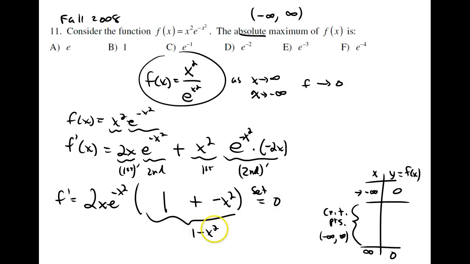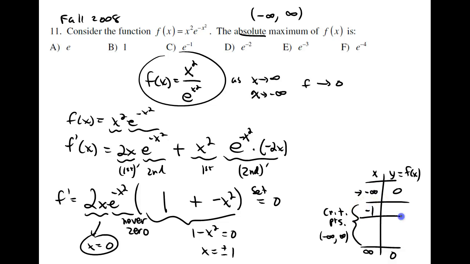This is 1 minus x squared. That's equal to 0. Then x is plus or minus 1. And then out here, x could be 0. But this guy is never 0. Exponential functions are never 0, unless you shift them some kind of way by adding or subtracting from the function. So we have 3 values. Negative 1, 0, and 1. At 0, your function is 0. At 1, your function is e to the negative 1, or 1 over e. And same thing at negative 1, because every time there's an x it is squared. So the absolute maximum value of your function is e to the negative 1.